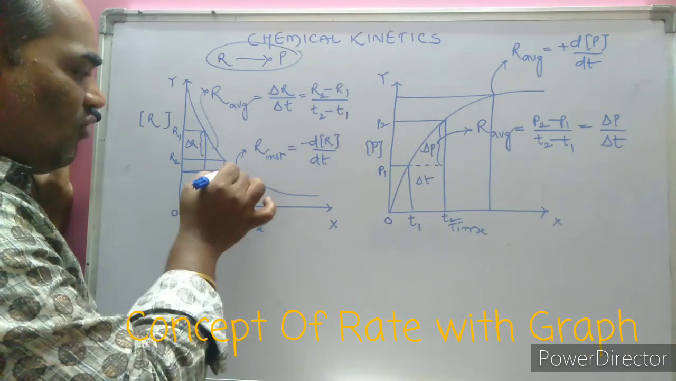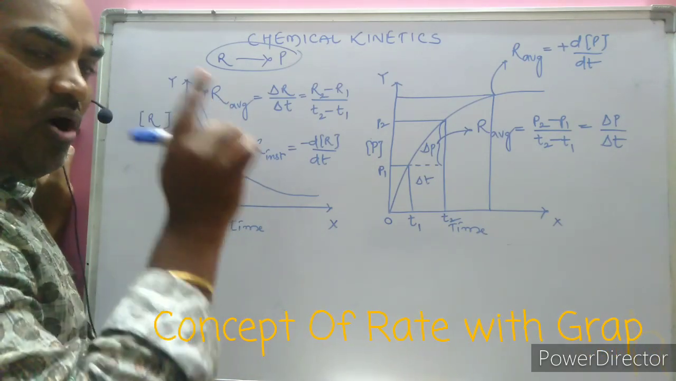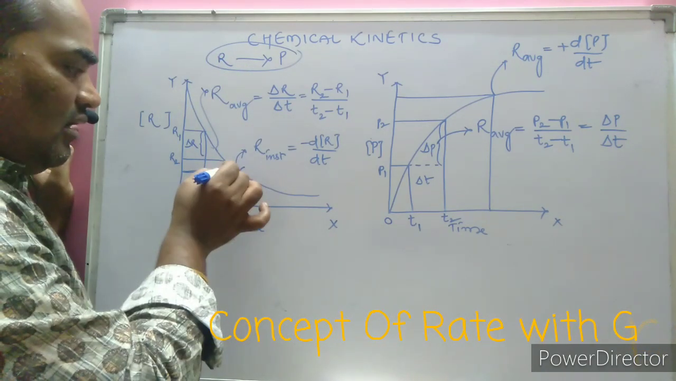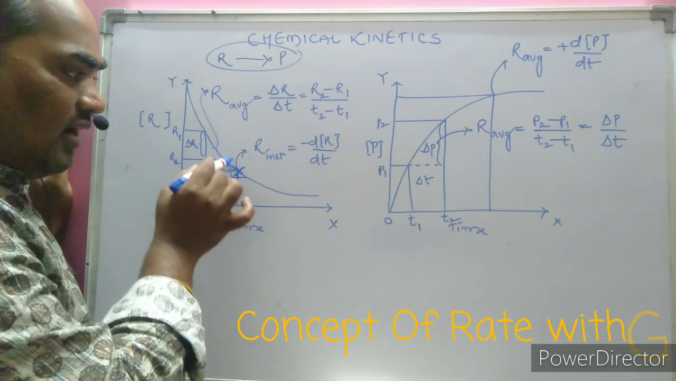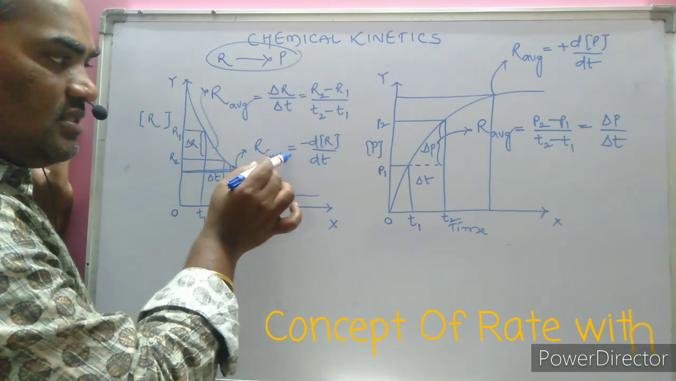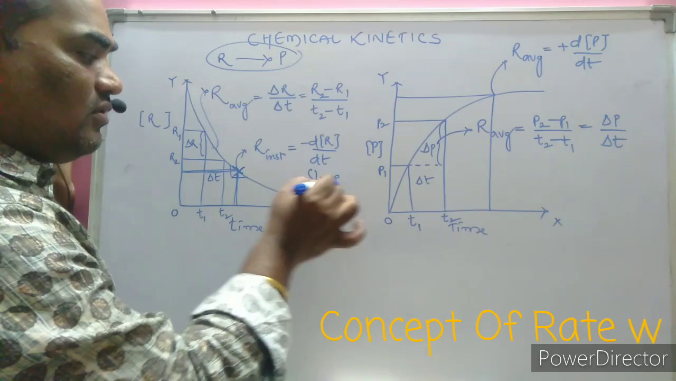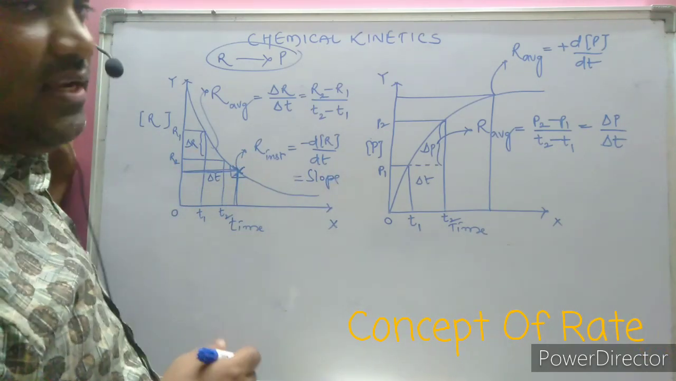But if I want to study at a particular point during the course, at a particular instant, here this is the instant I want to study, the instantaneous rate is equal to minus dR by dt, which is equal to the slope, that is the difference in the y coordinates by the x coordinates.